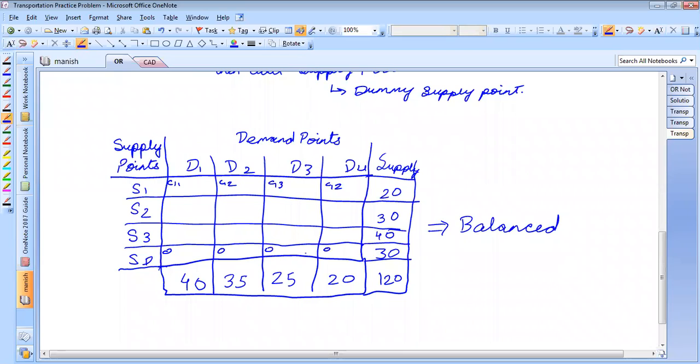Why are we writing this 0? Because in actual practice, we do not have these 30 products that we can transfer. So if we are not transferring anything, what will the cost be? 0, isn't it? Yes, sir.